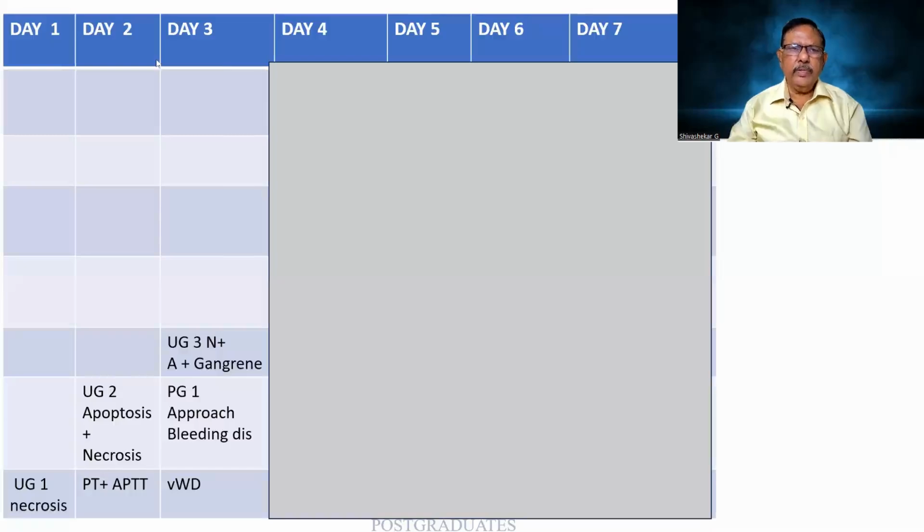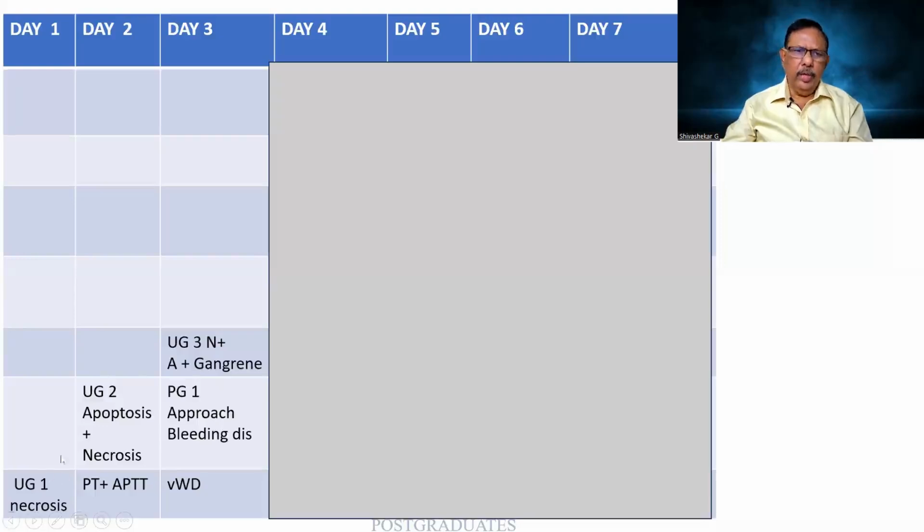What I have done here is divide your days into 7. Day 1, day 2, day 3, day 4, day 5, day 6, and day 7. And I have started the program from the rock bottom of day 1. For example, on day 1, I am going to read only one undergraduate portion, namely necrosis. Only necrosis, only undergraduate portions from Robbins or anything.